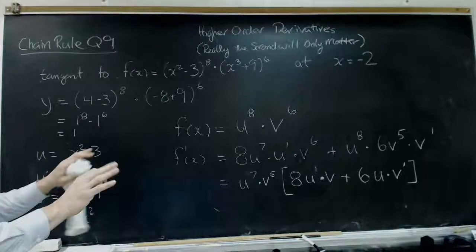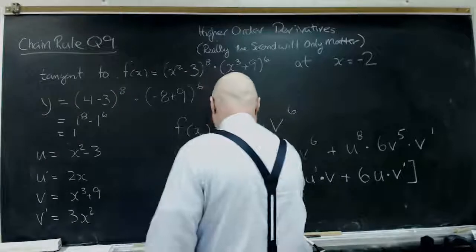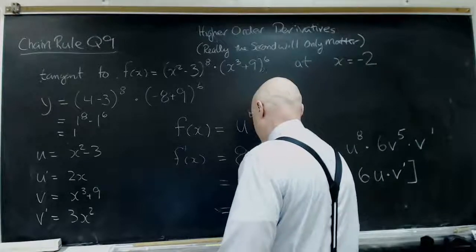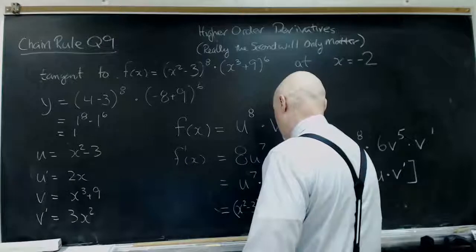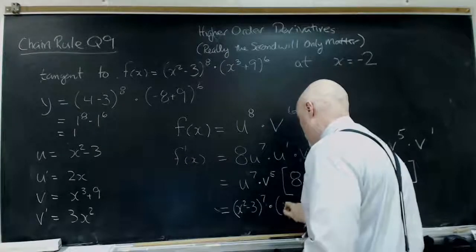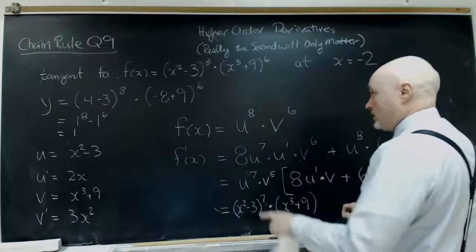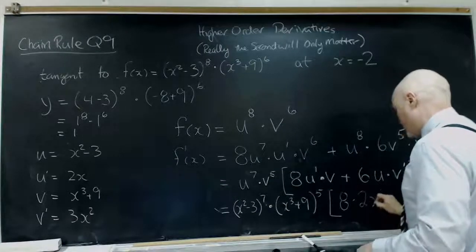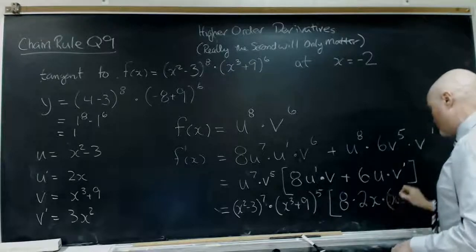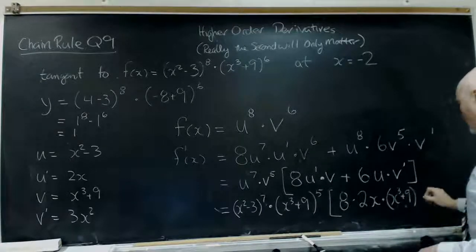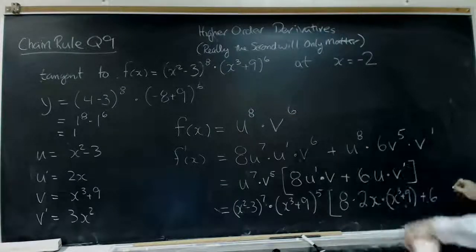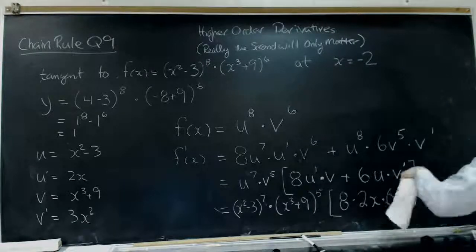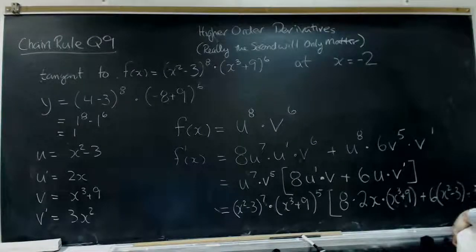So let's substitute back, and then we're going to see if we can find the slope. u is just x squared minus 3 to the exponent 7, not to the exponent 2, times v, which is x cubed plus 9 to the exponent 5, times 8 times u prime, which is 2x, times v, which is x cubed plus 9, plus 6 times u, which is x squared minus 3, times v prime, which is 3x squared.